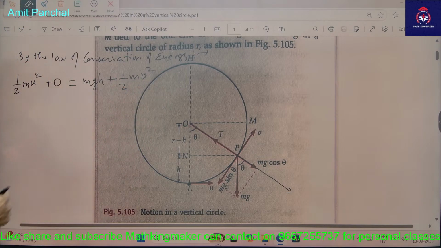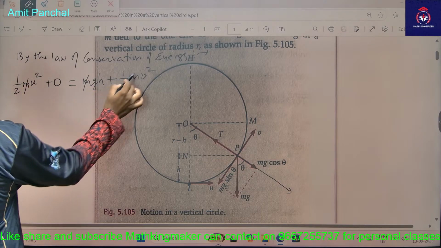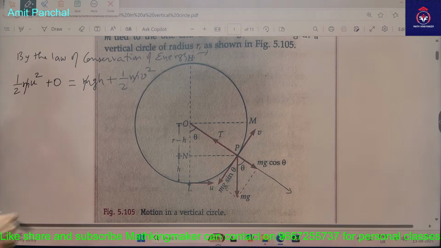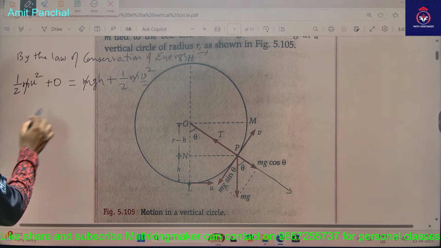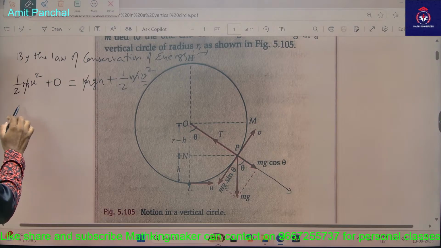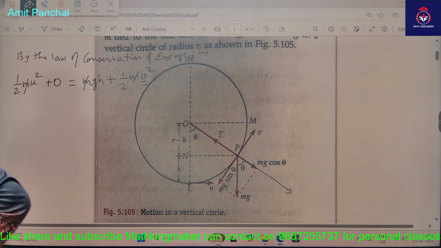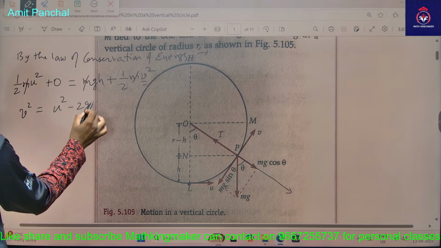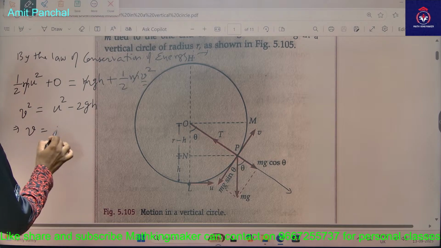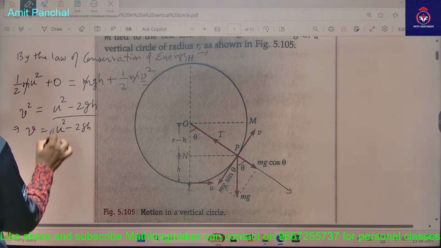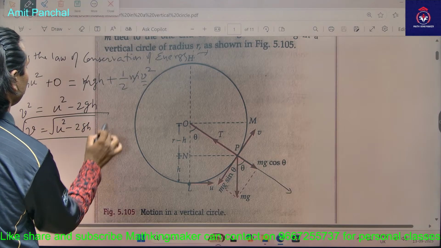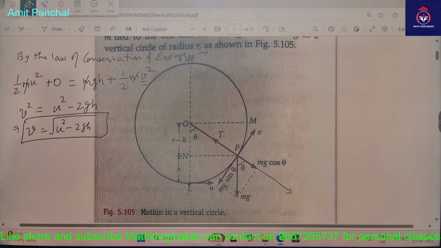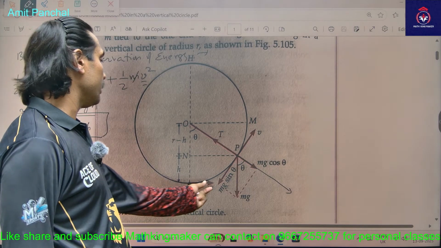Cancel m from both sides. We need to find that v. So v square is equal to u square minus 2gh, isn't it? So v will be the square root of u square minus 2gh. That will be the velocity at the point P, if the body is passing the lowest point with the speed u.